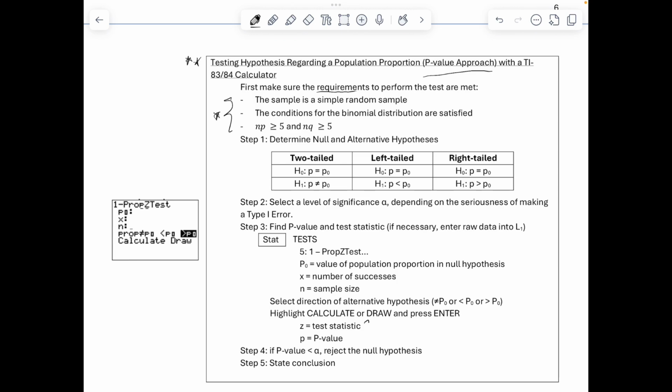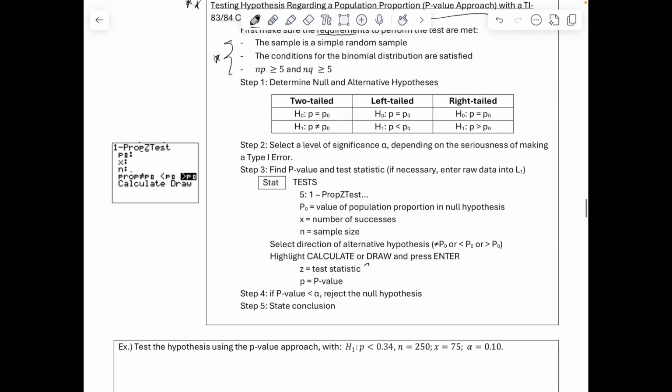Step 1 says determine the null and the alternative hypotheses. You'll notice that H naught is the same for all three cases, a two-tailed, left-tailed, or right-tailed test, and then H1 changes depending on the type of test. The second step says to select a level of significance, alpha. This is usually given to us in the problem. Step 3 is to find our p-value and test statistic.